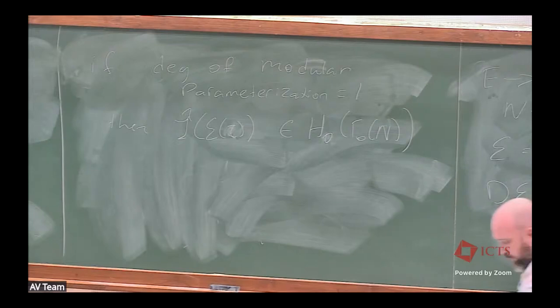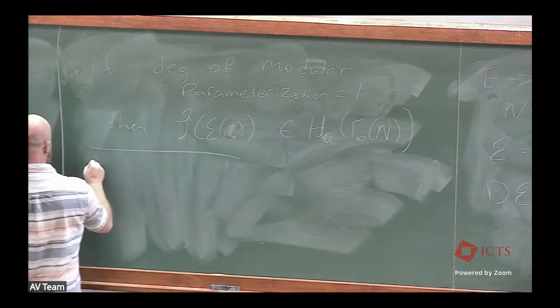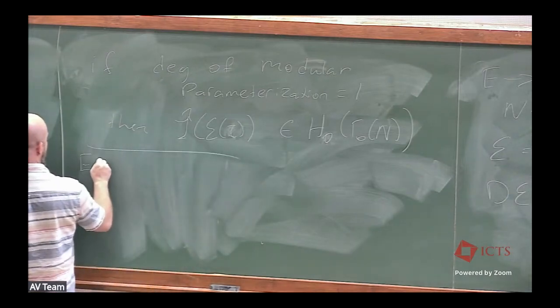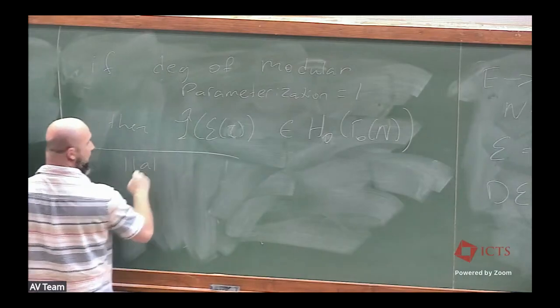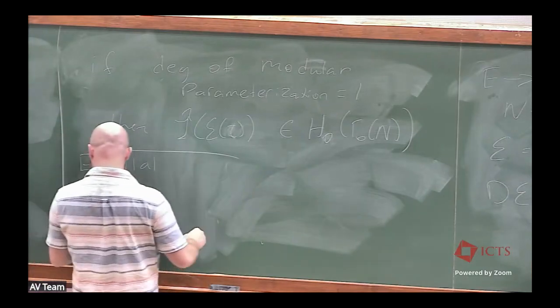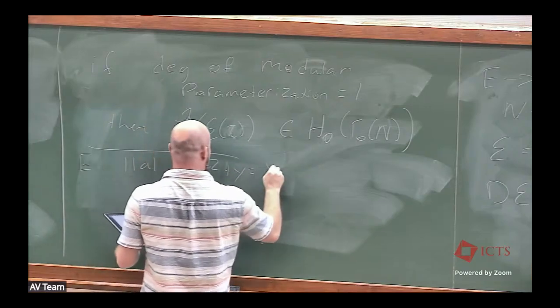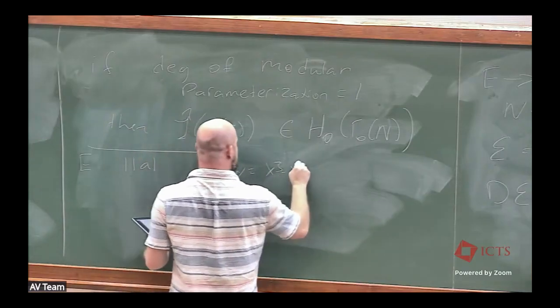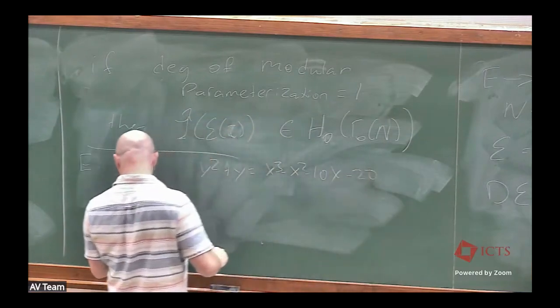Let me write down, I won't go through all of this, but one very nice example of this involves the elliptic curve. I'm going to use the Cremona label. This is 11A1. So this is the strong Weil curve of conductor 11. Okay, I can give it the equation y squared plus y is equal to x cubed minus x squared minus 10x minus 20.